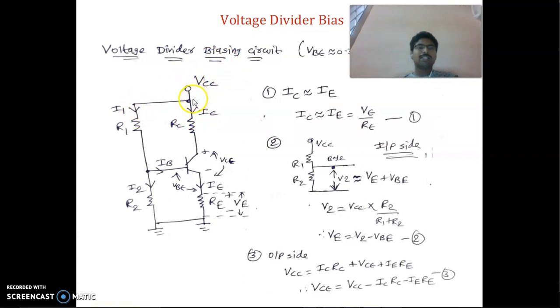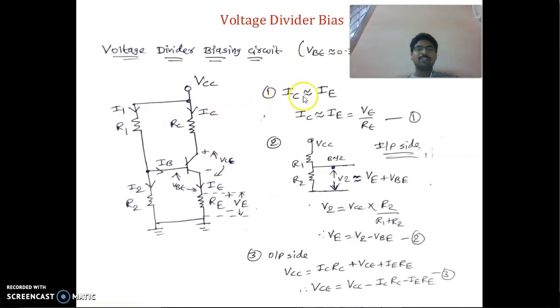Due to this VCC the current will flow. Let us consider I1 is the current through the R1 resistor, and through RC let us consider the current is IC. This I1 current is splitting into IB and I2. The voltage between base and emitter is VBE. The voltage between collector and emitter is VCE. The voltage across RE resistor, let us consider, is VE. VE is nothing but IE into RE. Now we will see how to calculate the IC and VCE for the voltage divider bias circuit.